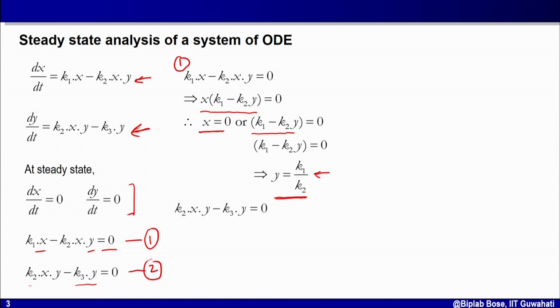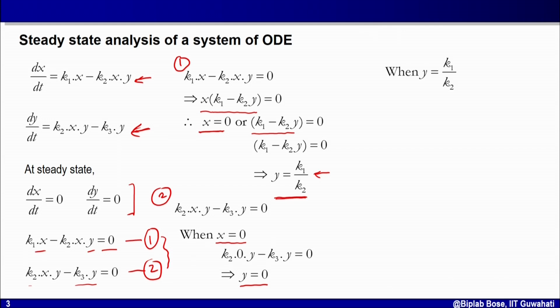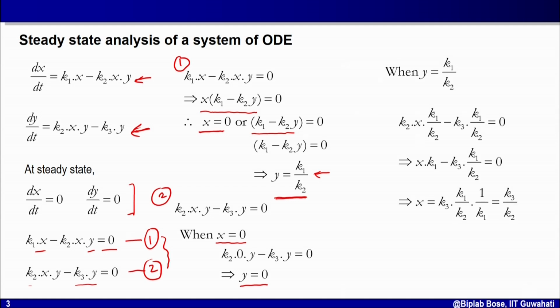The second equation is k2 xy - k3 y = 0. Let us consider when x = 0. If x = 0, this second equation becomes k2 times 0 times y minus k3 y = 0. That means y is equal to 0. So when x = 0, y has to be 0 to simultaneously make equations 1 and 2 correct. Let us check the other value we have got from the first equation, y = k1/k2. So let us take the second equation and plug the value of y in that.